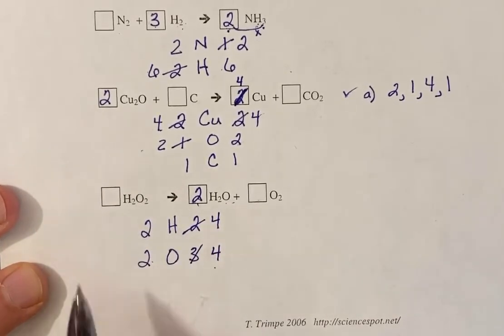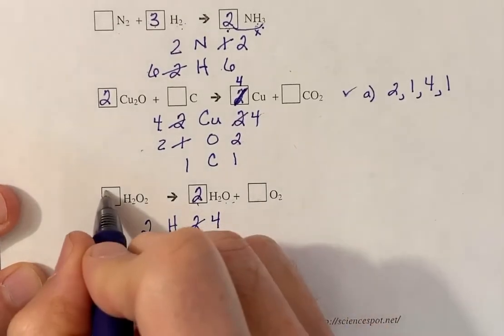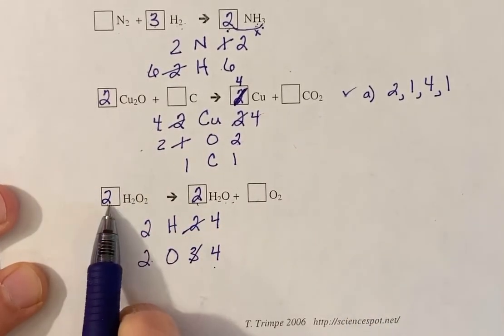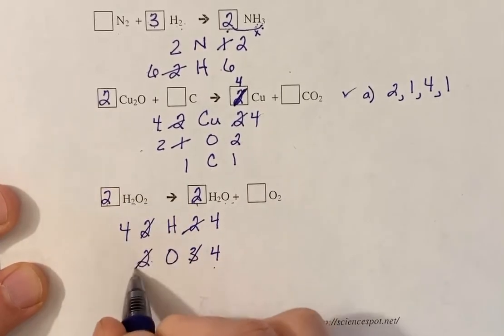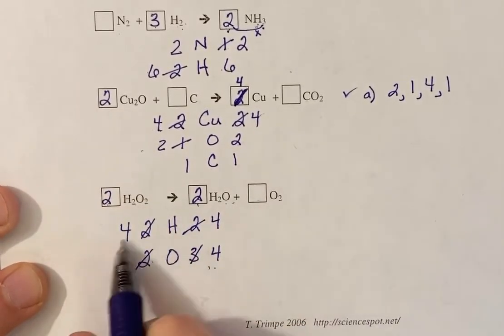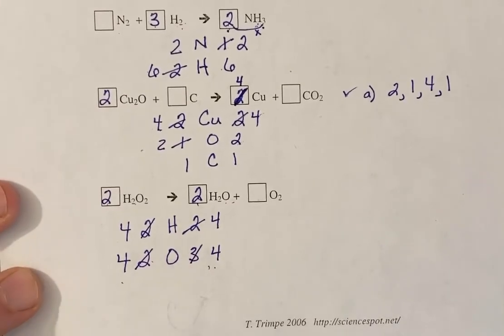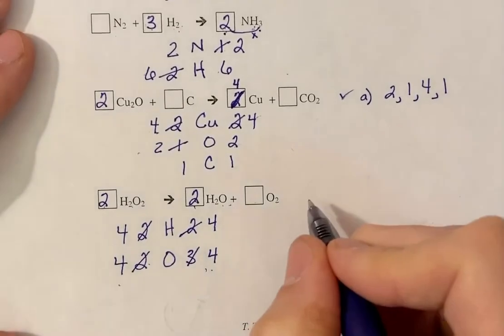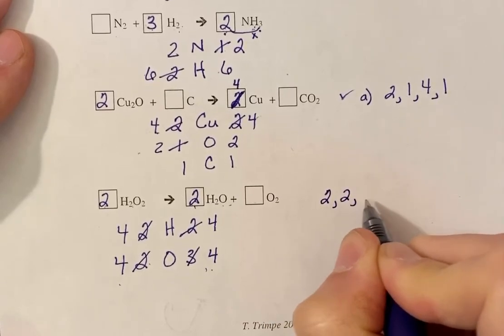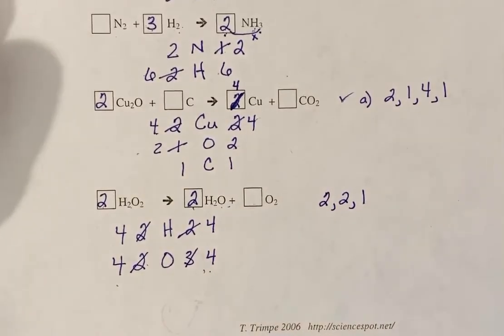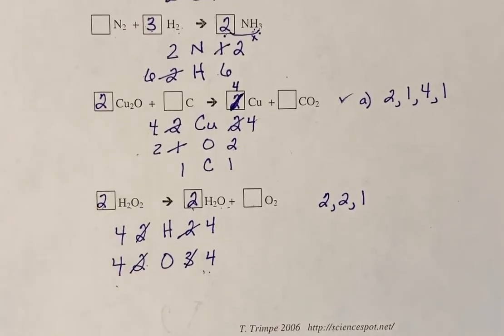So we go to the other side. We need to get 4 hydrogens, so we need to add a 2. 2 times 2 is 4. Oxygen, 2 times 2 is 4. 4, 4, 4, 4. Hey, perfect, and that balanced it. And again, this would be written out as 2, 2, 1. Those would be the coefficients for that.